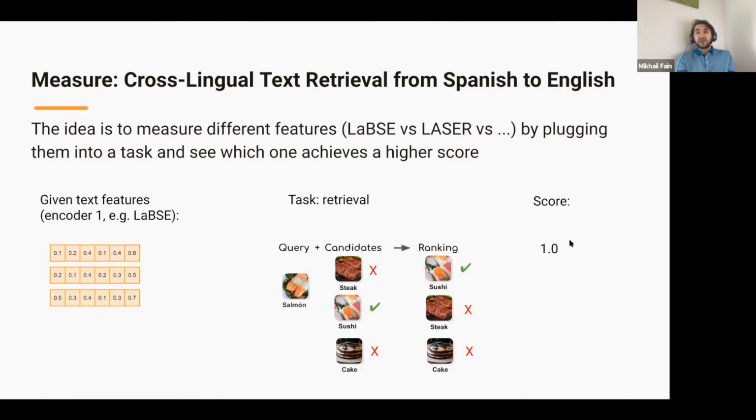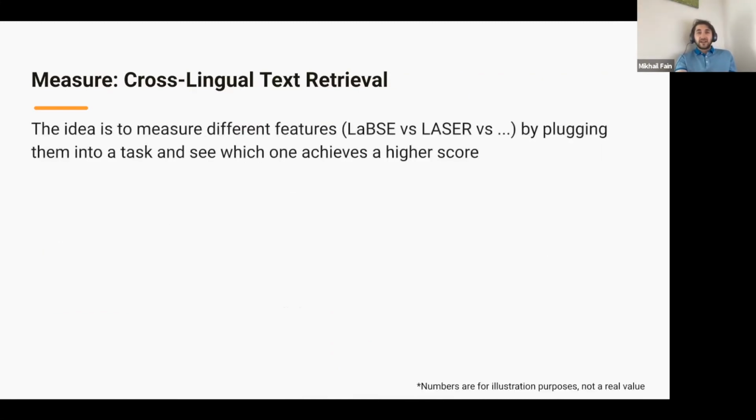So in this case, if your model manages to put the matched one at the top, it gets a score of 1. Maybe some other encoder is not so good, and the space is not that good. So maybe this matched sushi recipe ends up at the bottom of your ranking, and you get 0 points for this particular score. Different encoders will have different scores. If you have 2 different encoders, the idea is to plug them into this task and see which one of them achieves a higher score.